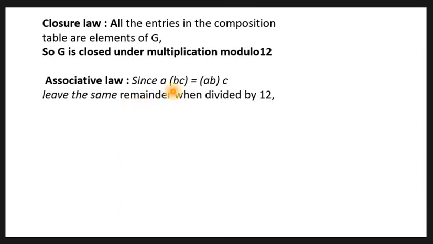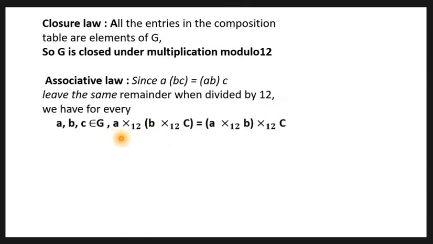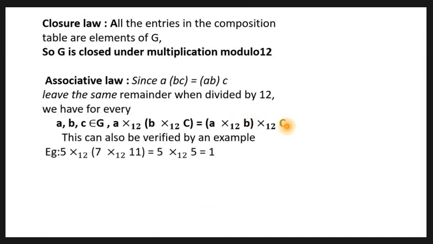So the associative law: since A into B into C is equal to bracket AB into C, they leave the same remainder when divided by 12. So we have for every A, B, C belongs to G, A mult mod 12 of (B mult mod 12 C) is equal to (A mult mod 12 B) mult mod 12 C. This result can be verified with an example.